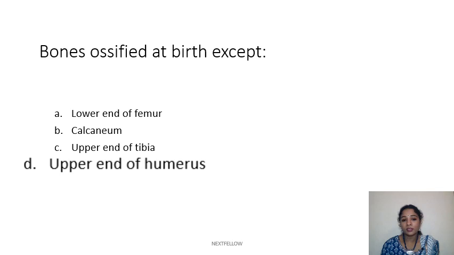Why is that the answer? The secondary centers around the knee joint, that is the lower end of the femur and the upper end of the tibia, appear during the last weeks of intrauterine life or immediately after birth. The primary centers for all the tarsal bones except the talus, calcaneum and cuboid appear after birth. That is the reason the upper end of the humerus appears after birth.